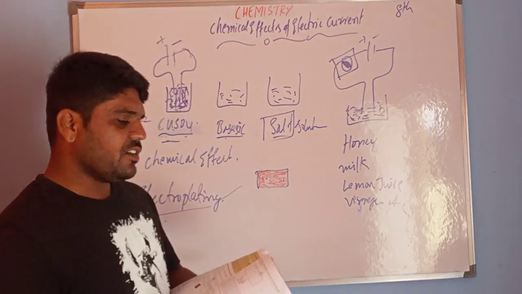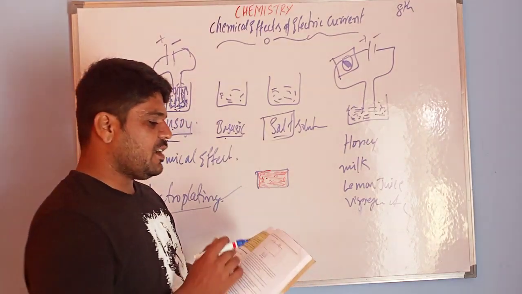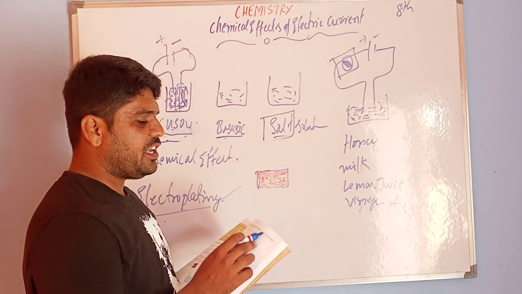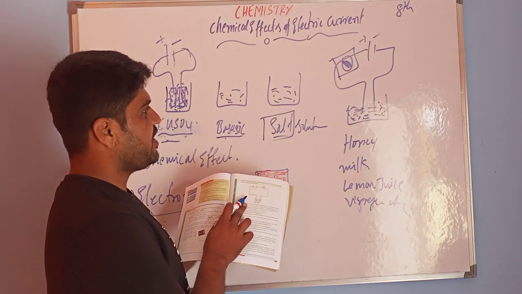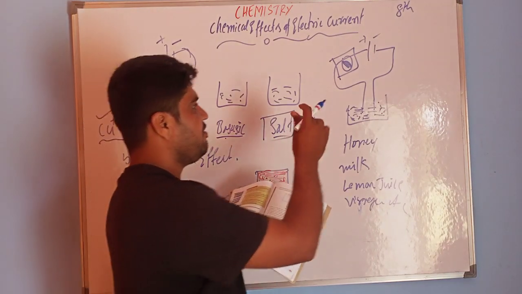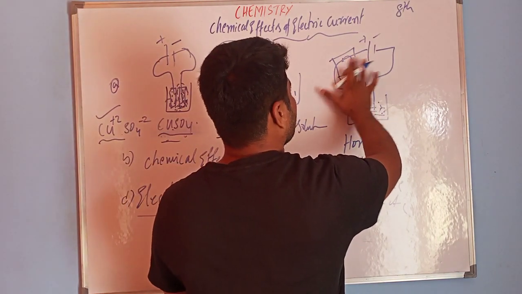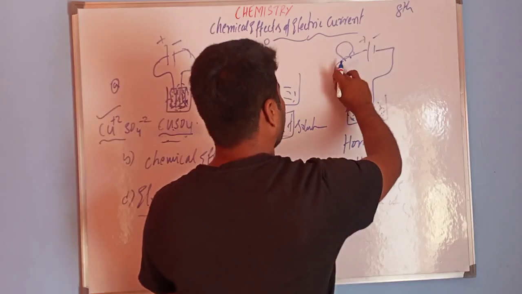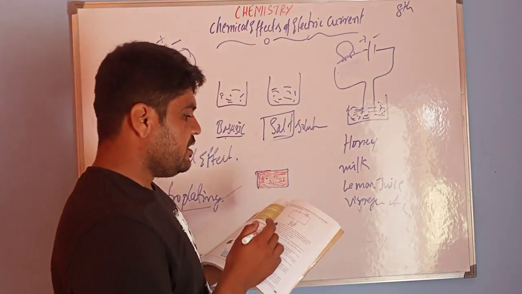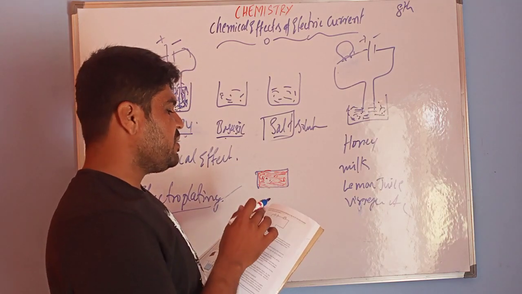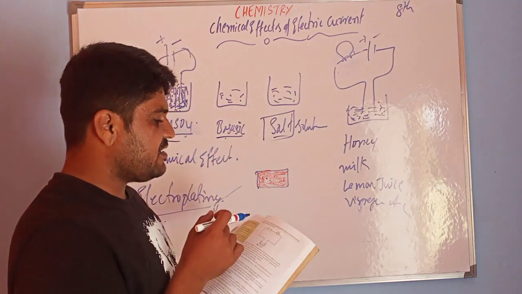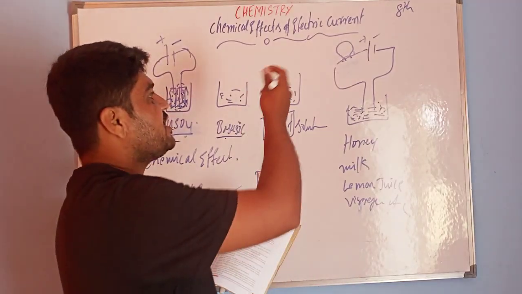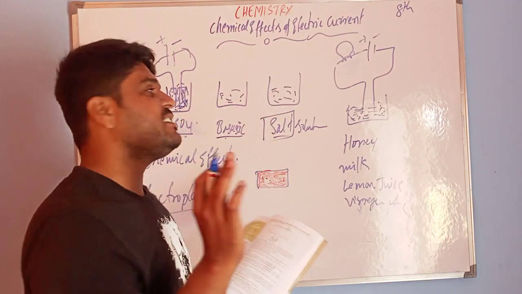Next, fourth question. The bulb does not glow in the setup in figure 14.10. This is the figure. In the same way, instead of this compass, we are using a bulb. List the possible reasons and explain your answer. That means the bulb does not glow. Why does this bulb not glow? We have to list the reasons.